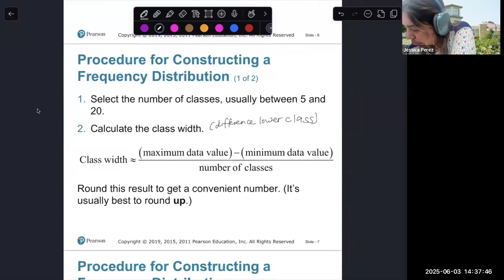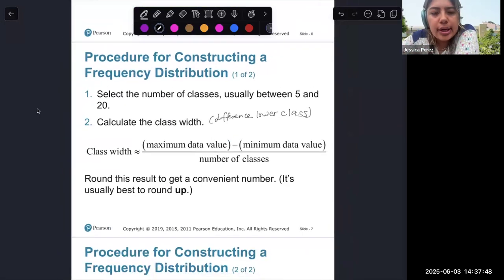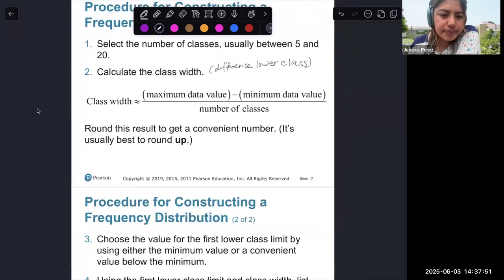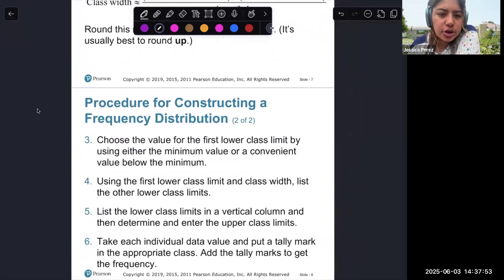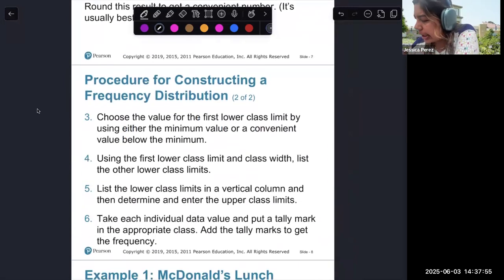So these are the steps you want to take to construct a frequency distribution. The third one is that we're going to choose a value for the first lower class limit.